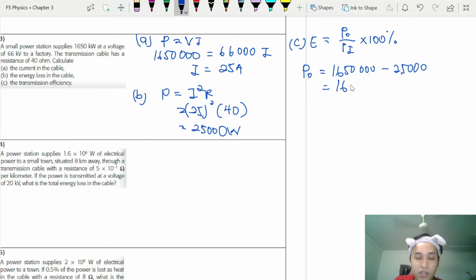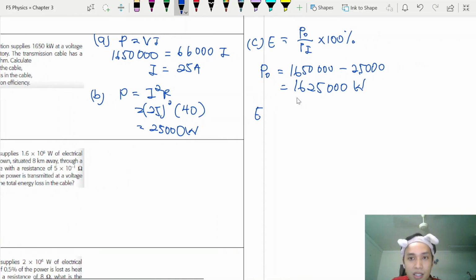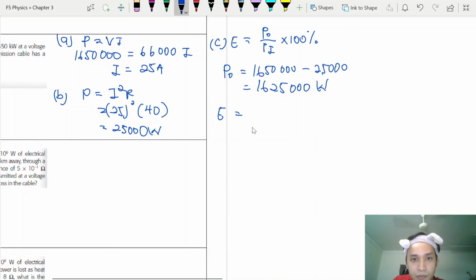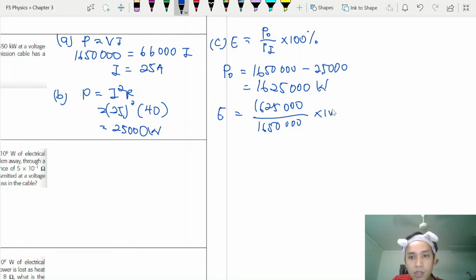So this is your output power. This is the value that you should use. You need to understand this is not output power, this is energy loss. For output power, I need to take the initial one minus the one that is lost, then only can I get the output power. Then only we calculate the efficiency. So output power 1,625,000 divided by initially 1,650,000 times 100%.